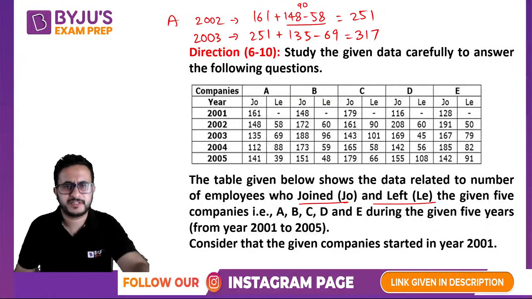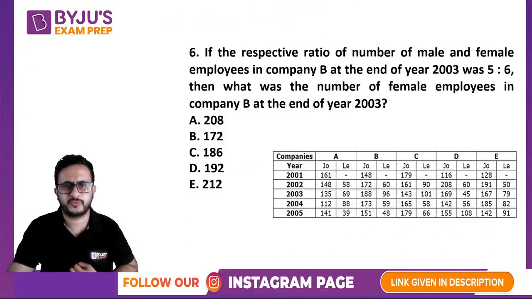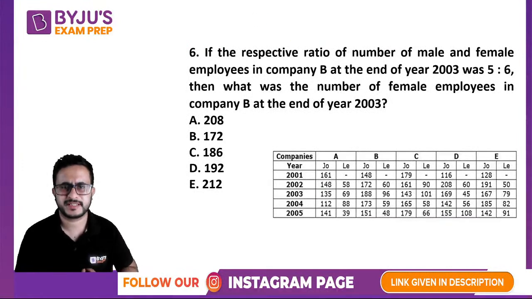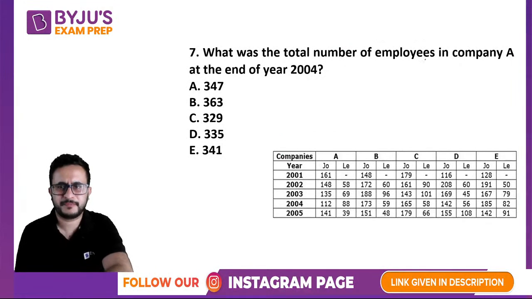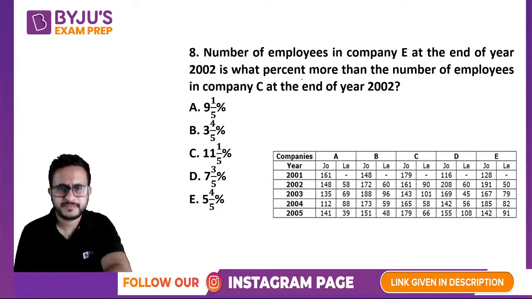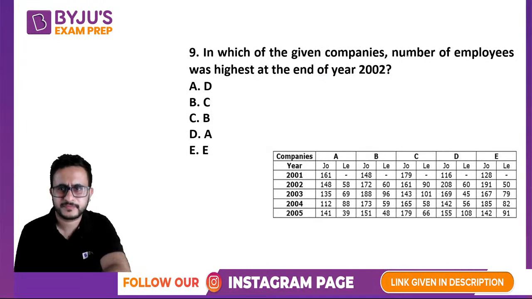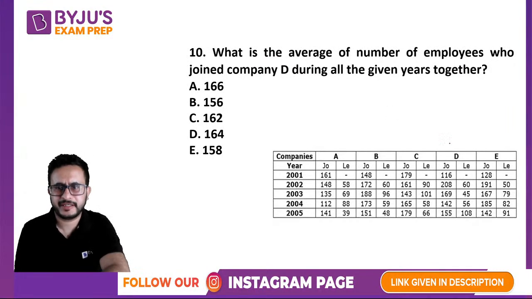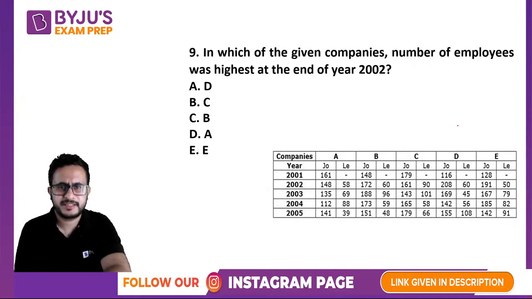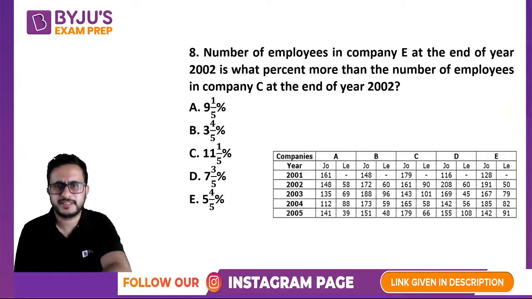Okay, so if we just go through the questions, let's see what all questions they have asked, right? So it is asking about company B. One of the questions is asking about B, then another company is asking about A, then C highest at the end of 2002, and D, right? So they did not ask about E in any of the questions, right? So let us see what all need to be calculated. For C they have asked till 2002 only, so you do not have to calculate beyond 2002.